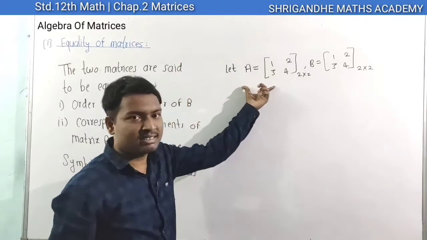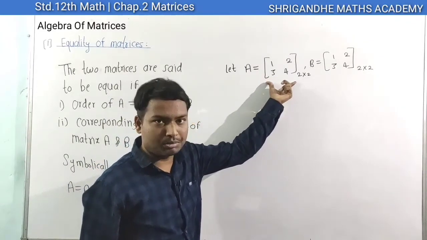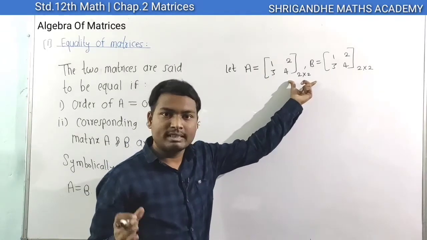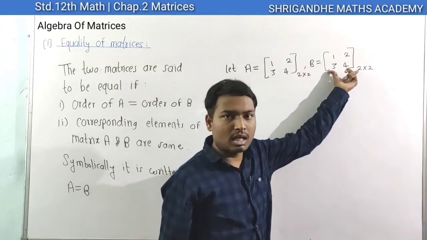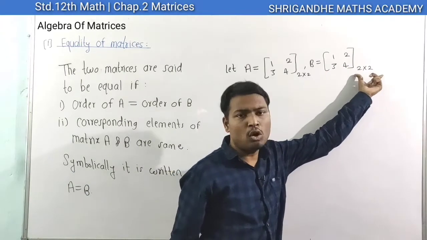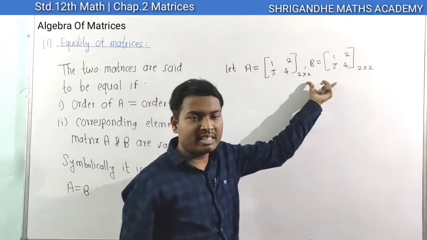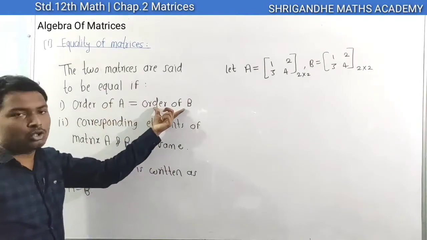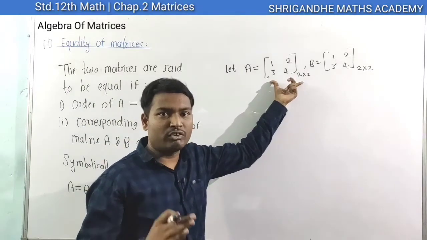Now observe these two matrices A and B. Here matrix A has two rows and two columns, therefore matrix A is of order 2 by 2. Similarly, matrix B also has two rows and two columns, therefore the order of matrix B is also 2 by 2. Therefore matrices A and B satisfy the first condition, that is, the order of A is equal to the order of B.